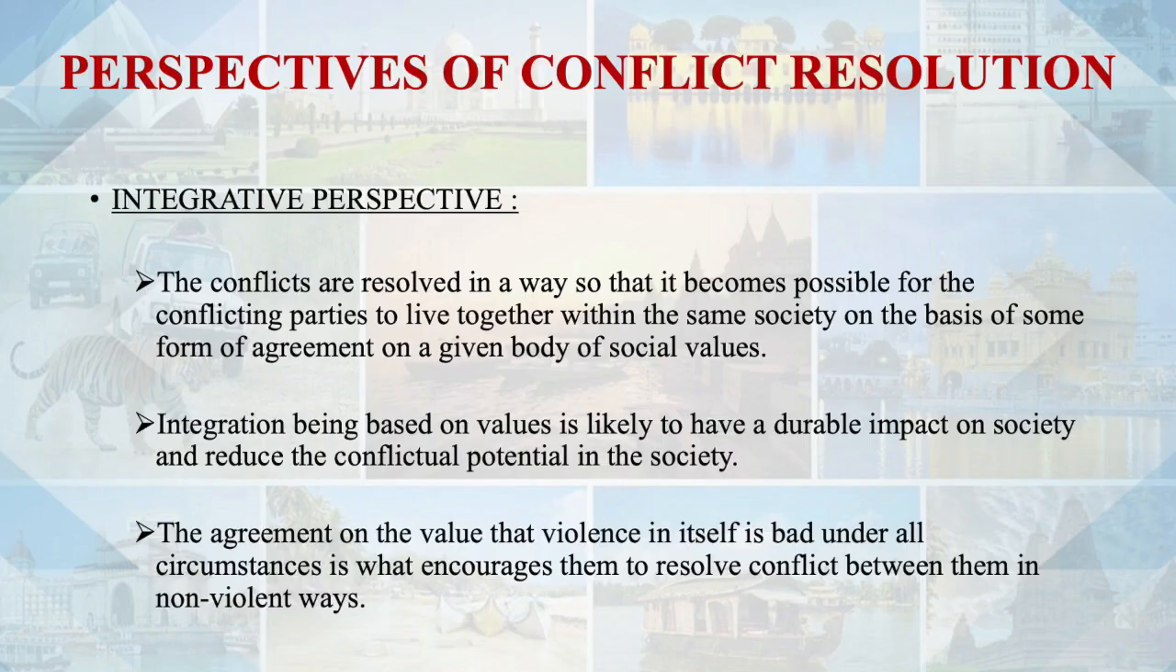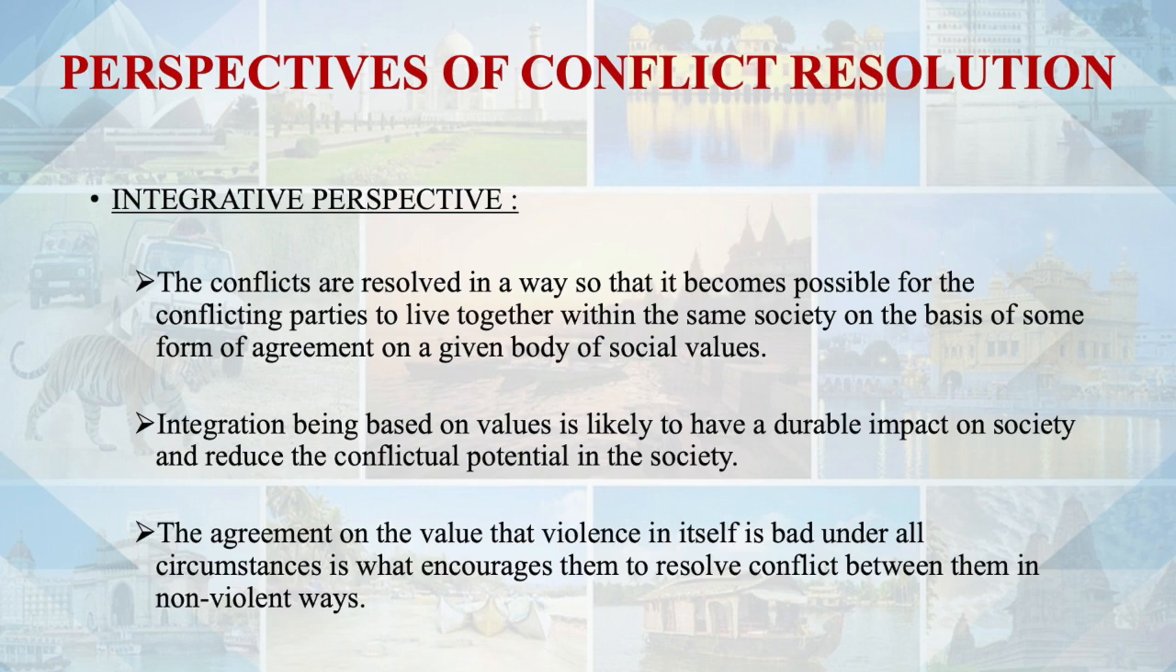So in the integrative perspective of conflict, it becomes possible for conflicting parties to live together within the same society on the basis of some form of agreement on a given body of social values. On the body of social values, a kind of agreement can be reached between the conflicting parties, so that even though conflict is present, they can stay in the same society on the basis of some social values.